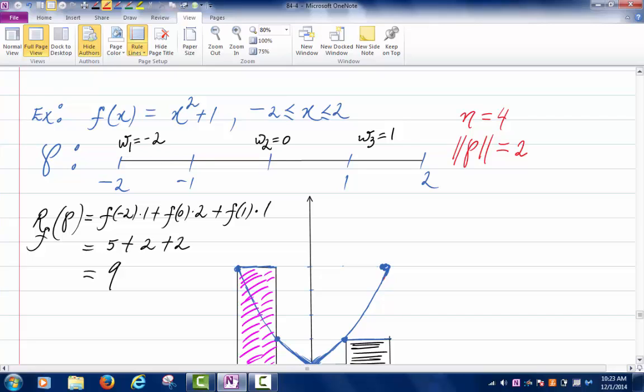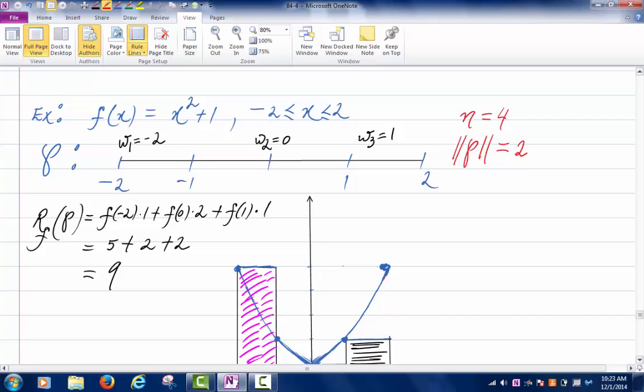1 belongs to the third subinterval. 1 also belongs to the second subinterval, right? 1 belongs to both the second and the third subintervals, right? So from the third subinterval, I am picking W3 to be 1. So what's the Riemann sum then?